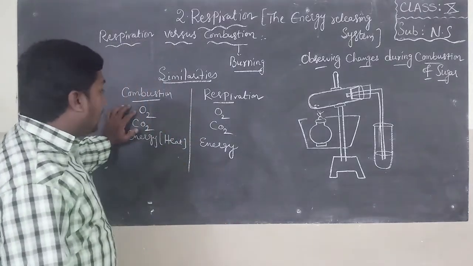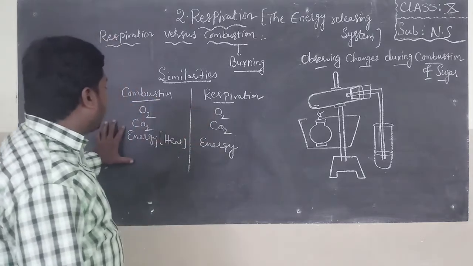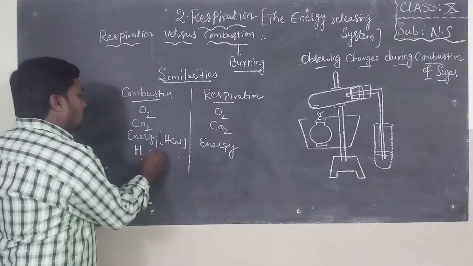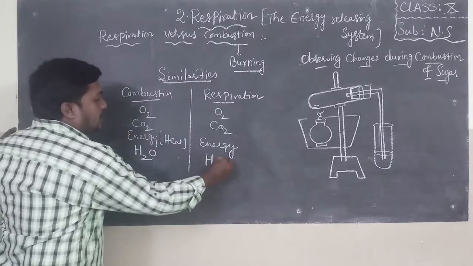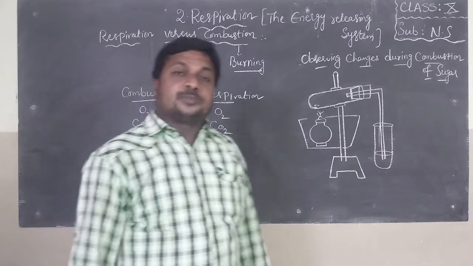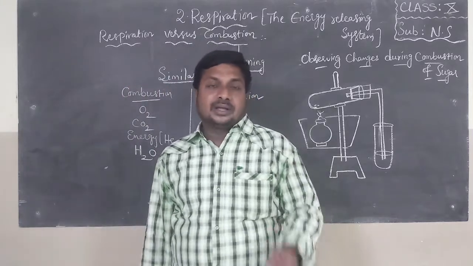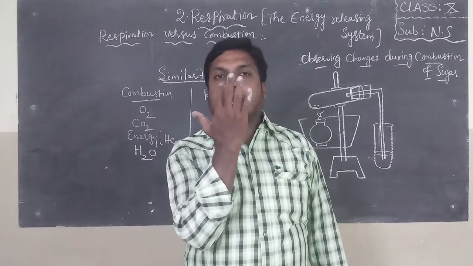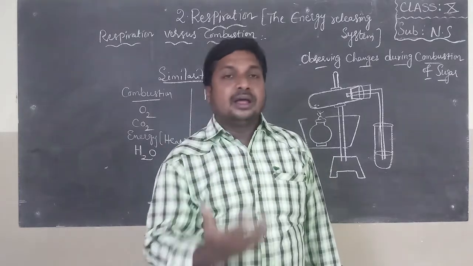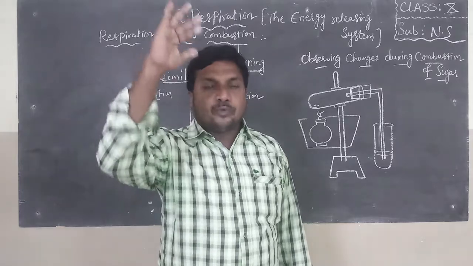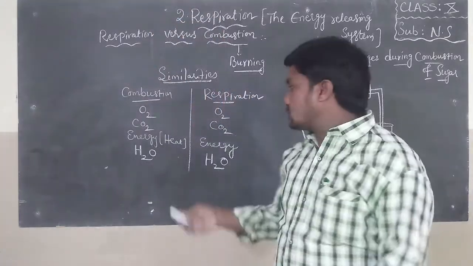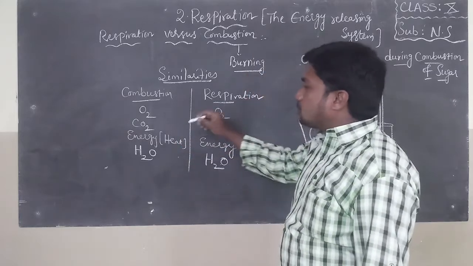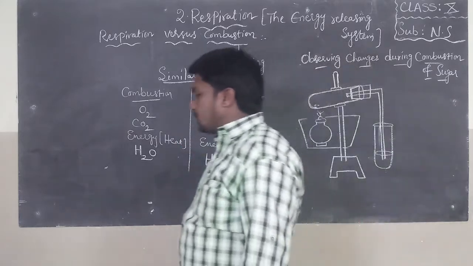Oxygen is required, CO2 is released, and water is released. In the process of respiration, water also is released. All of you do like this: take a mirror and blow air on the mirror. You can find some water vapor on the mirror, no? So that is water. So these four things take place in both combustion and respiration.